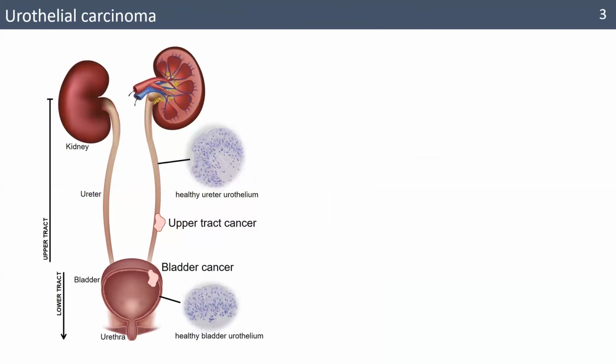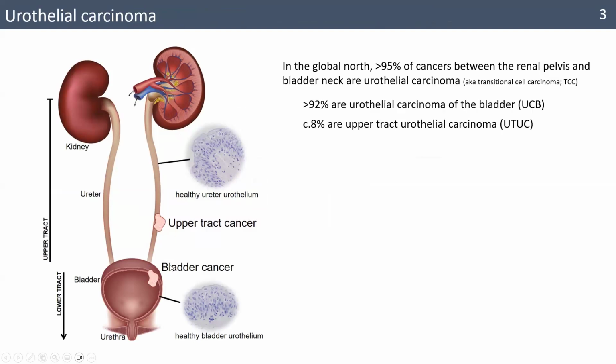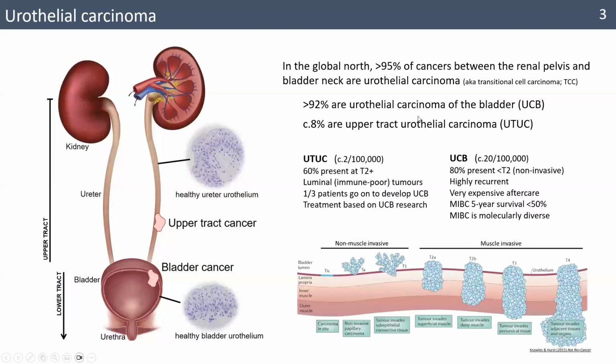So I've said bladder cancer and I've said urothelial cancer. Now, the important thing here is that because the urothelium stretches from the renal pelvis of the kidney all the way down into the bladder, you can have urothelial cancers which are not found in the bladder. Now, the rates are quite different. 92% of urothelial carcinoma are found in the bladder and only about 8% in the upper tract. There are differences in terms of how they present. So our upper tract cancers are much rarer and they mostly present at a muscle invasive stage.